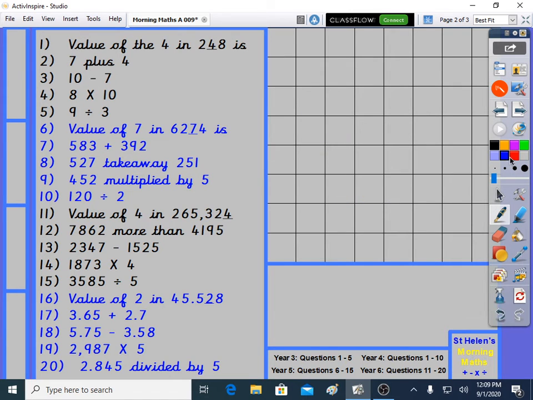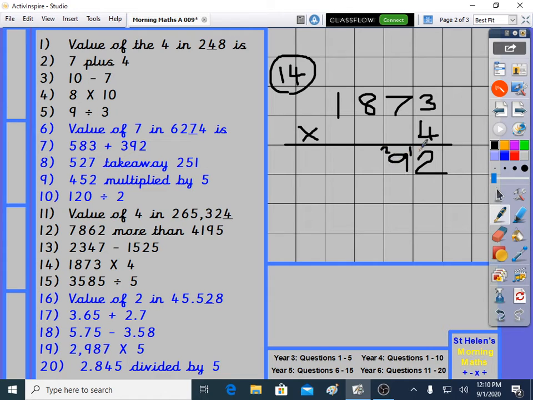Time for number 14. What have we got here? Multiplication, not that big actually, this one. 1,873. I'll do standard method first anyway. Normally end up doing the grid method too as a check. 4 times 3 is 12. 4 times 7 is 28, plus 1 is 29. 4 times 8 is 32, plus 2 is 34. 4 times 1 is 4, plus 3, it's not a very neat 3, is 7. 7,492. I rushed that, didn't I?